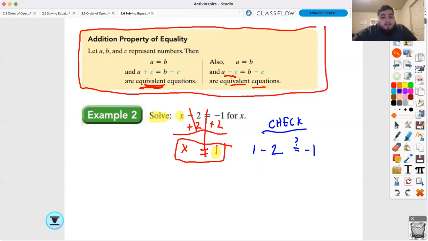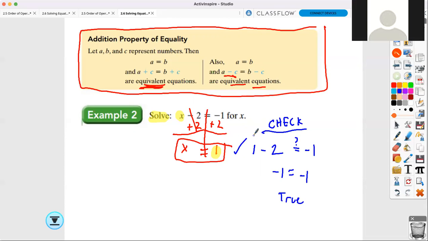Does that make sense, class? Yes. All right. So 1 minus 2 is -1 equals -1. That's true. So this is the correct solution. So if you were to turn in this problem for a grade, you would get it correct, 100 on it.